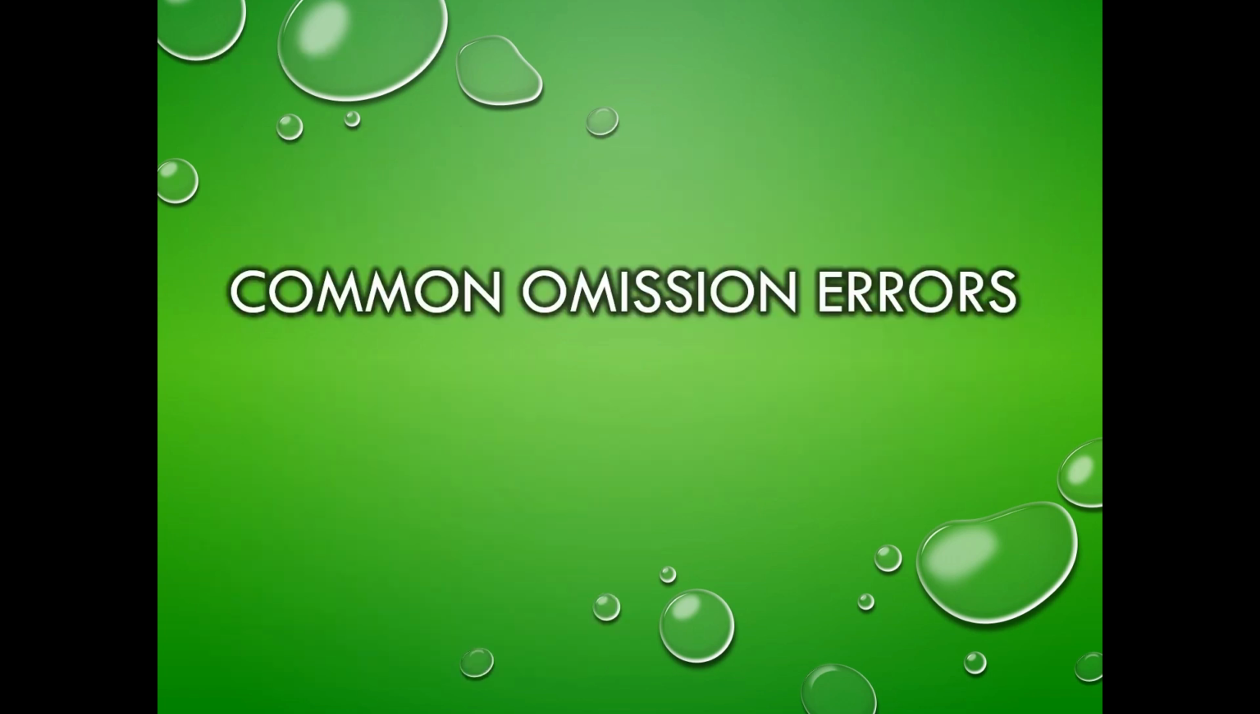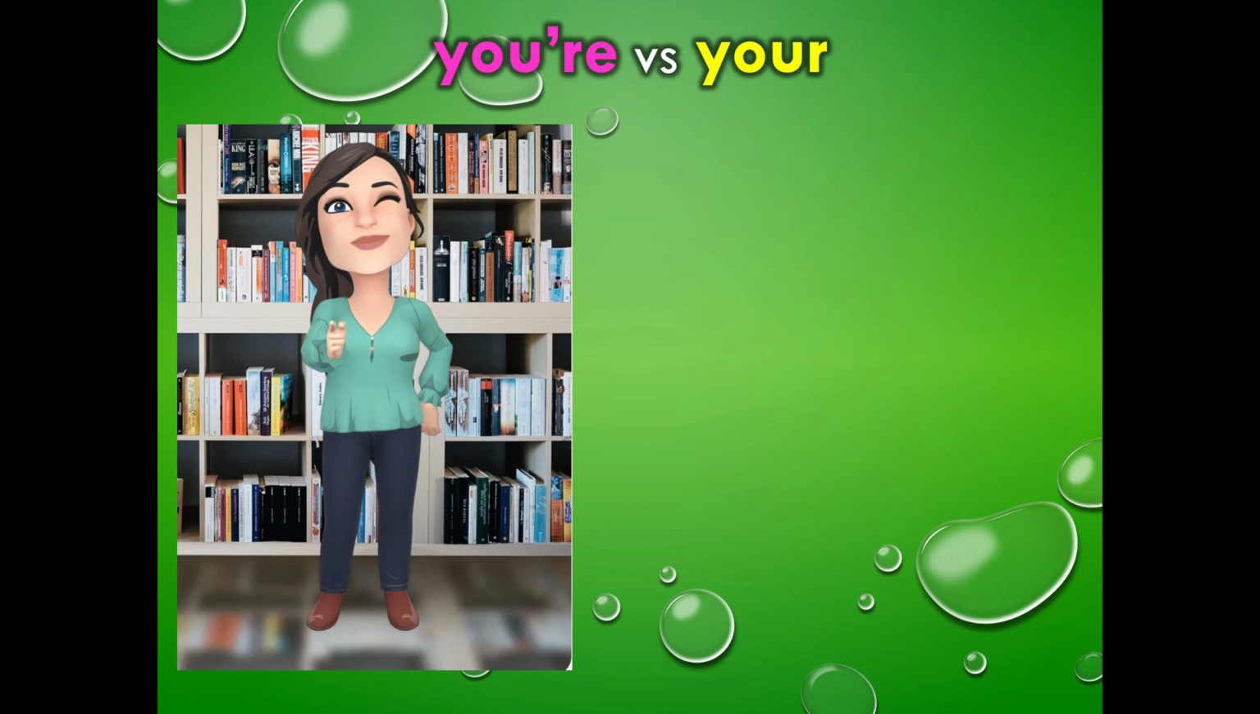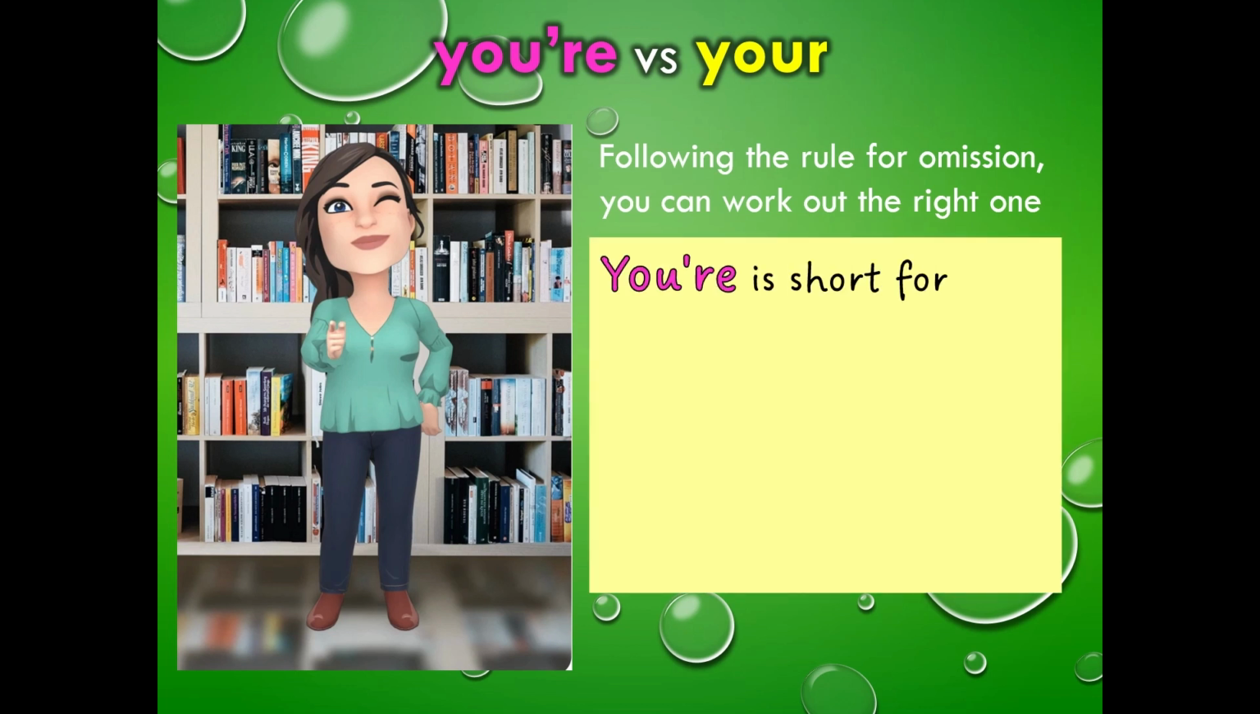Let's look at some common omission errors, and these centre around homophones. So these are words that sound the same, but they're spelt differently and they have different meanings. You're versus your. What we have here is U apostrophe RE versus YOUR. So what's the difference? Well, following the rules for omission that we've learnt on the previous slide, we can work out that U apostrophe RE is short for you are.